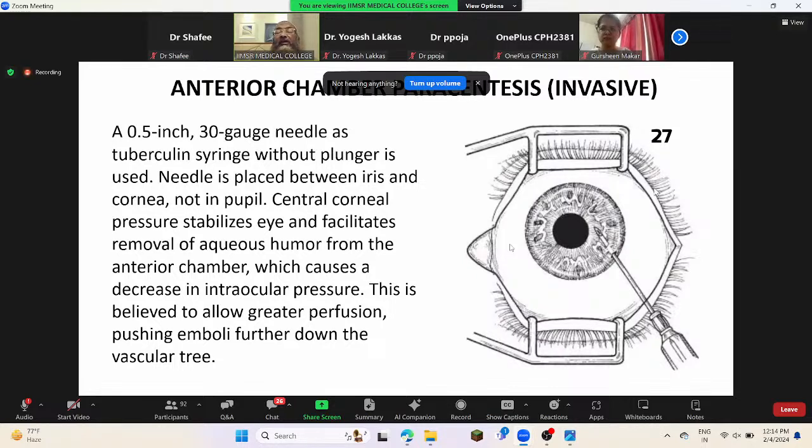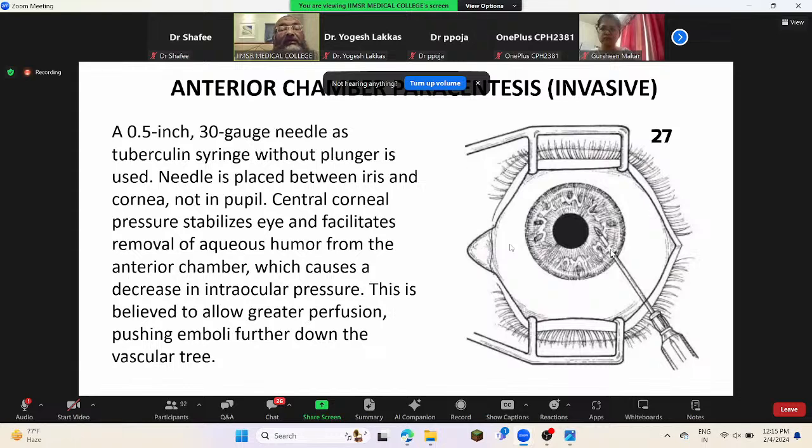One of the commonly employed methods at the general practice level, at a clinical level by most practitioners, is anterior chamber paracentesis, which is an invasive method. A 0.5-inch 30 gauge needle on a tuberculin syringe without the plunger is used. The needle is placed between the iris and cornea.